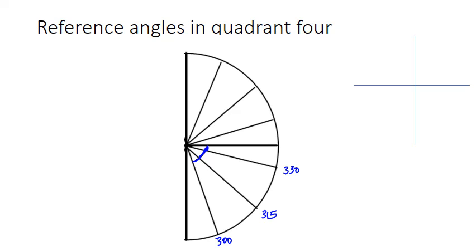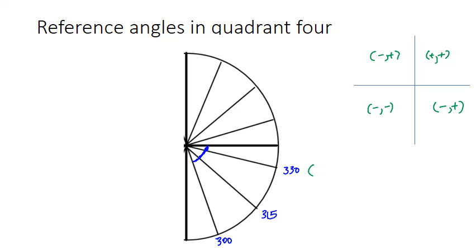So let's put our values in. Remember also that in the first quadrant we said the ordered pairs were positive, positive. Second quadrant they were negative, positive. In the third quadrant, they were negative, negative. And in the fourth quadrant, they have to be positive, negative.